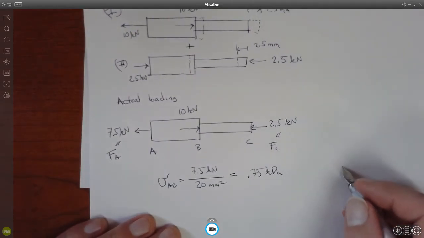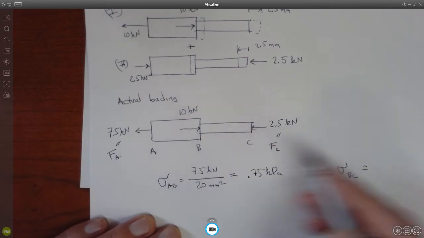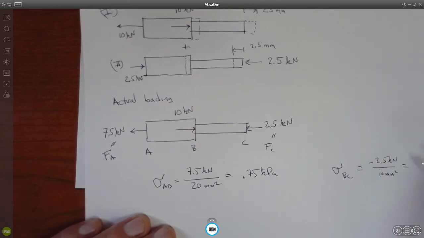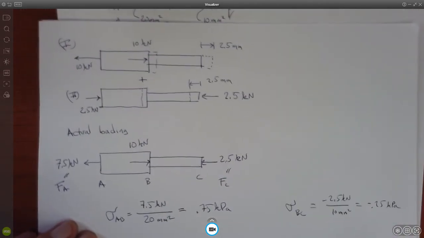And then likewise, you can get the stress in BC. That's going to be the 2.5, it's in compression, over its cross-sectional area, which is 10 millimeters squared. And that is going to be minus 0.25 kilopascals. Right? Okay. So that's the approach.